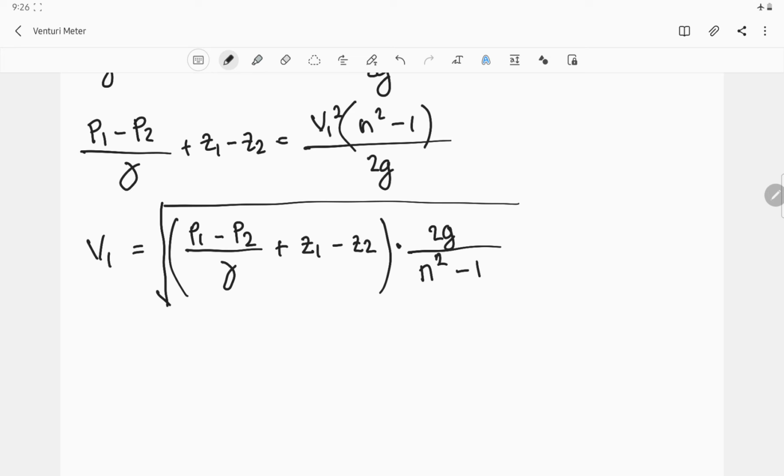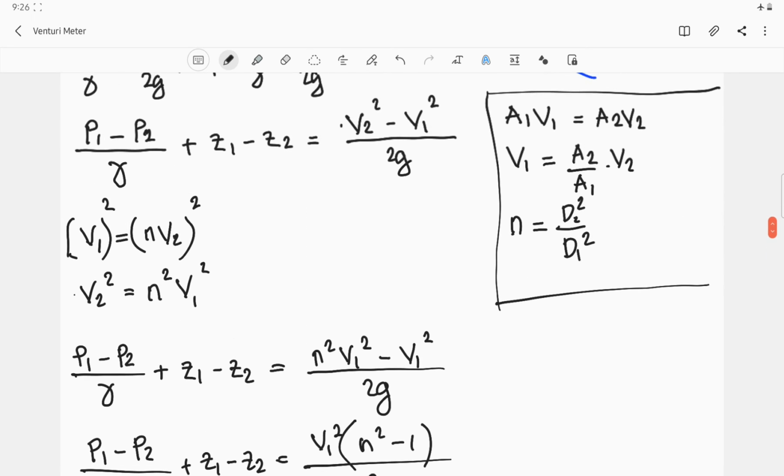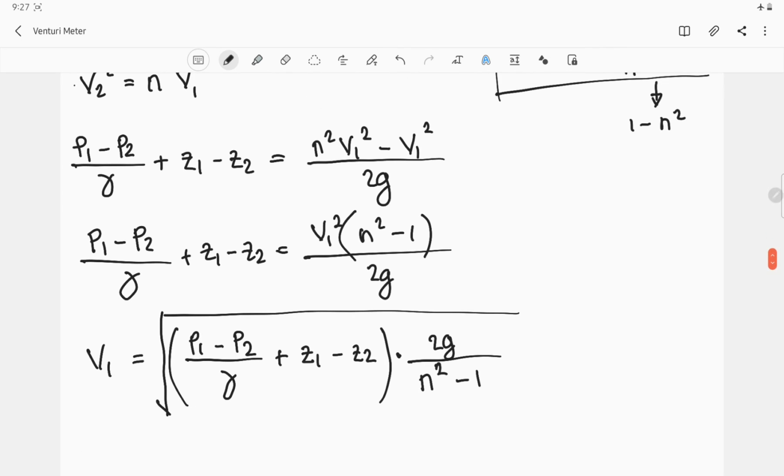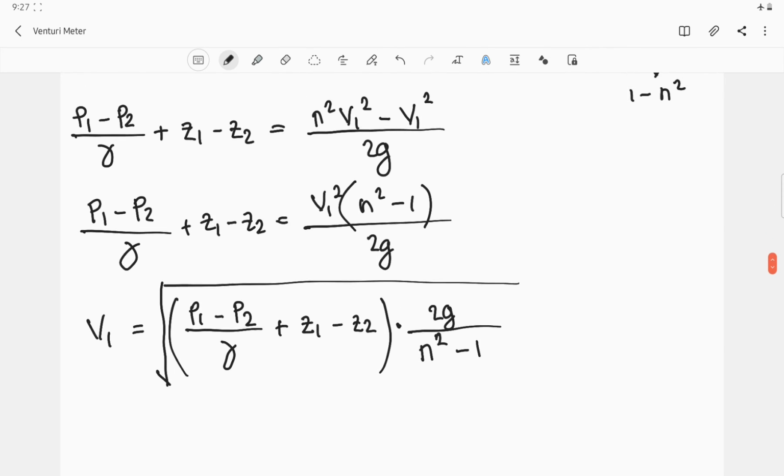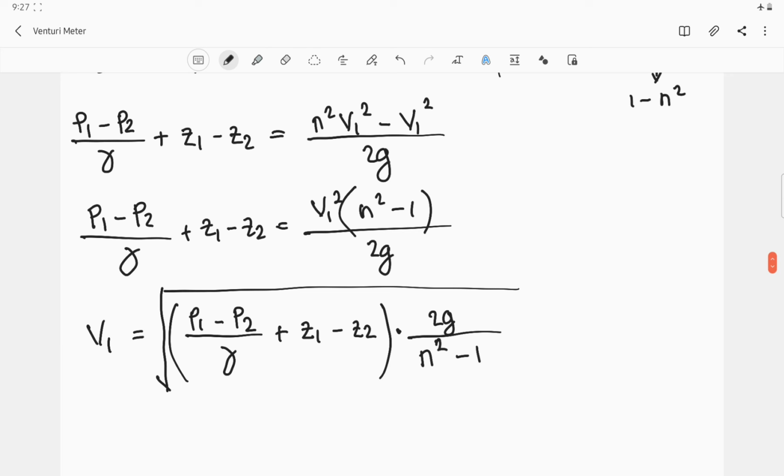Now, if you express V1 in terms of V2, the term below changes. It was N squared minus 1, but it will become, if we use this relationship, 1 minus N squared, because N, as I've said, is less than 1. Here, it's N squared minus 1 because N here is greater than 1.